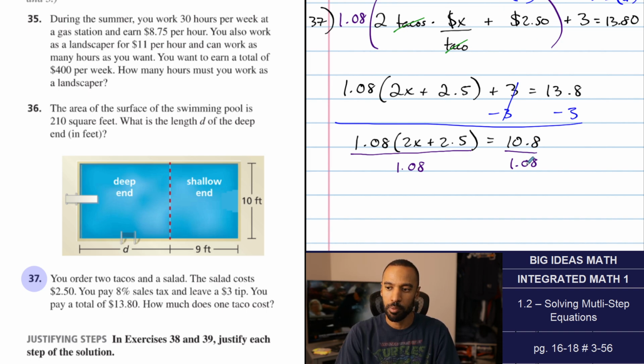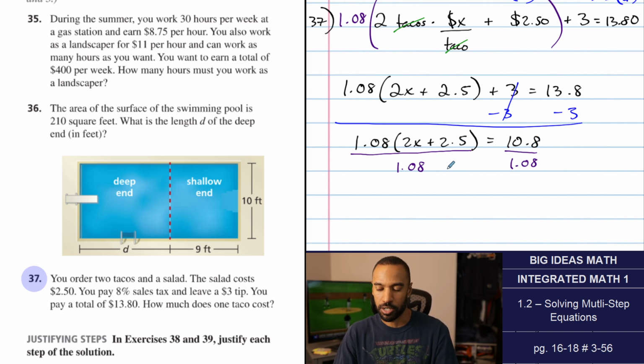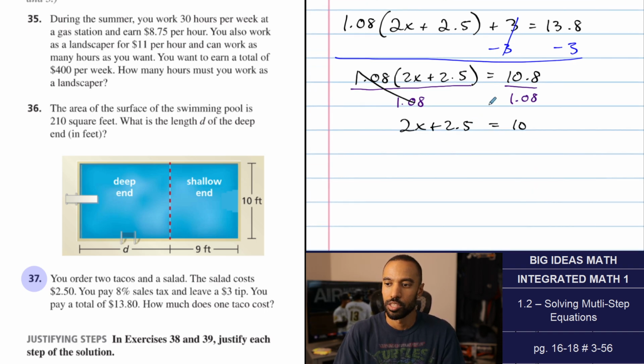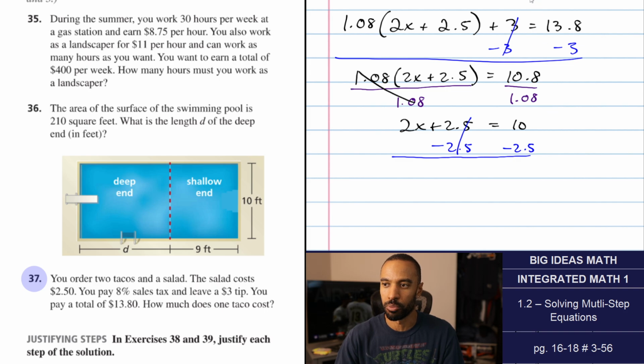You know what 10.8 divided by 1.08 is? It's 10. This is actually, remember, it's $10.80 divided by $1.08, that's 10. So 2x plus 2.5 equals 10. Subtract 2.5 from both sides. I mean, this is a bigger problem than it led itself on to be, right? Compared to what we were doing before, this is more information. 2x equals 7.5, and we divide both sides by 2.